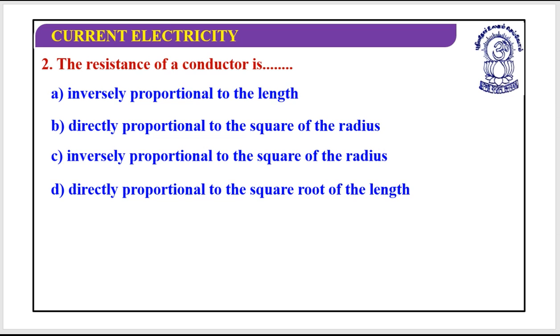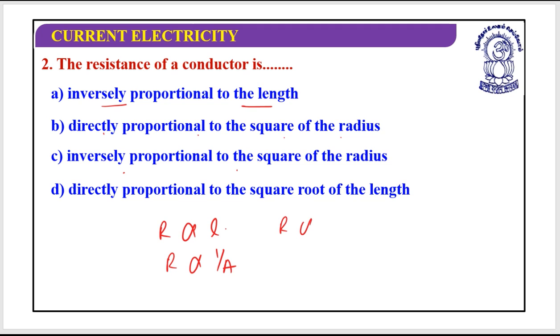Next, the resistance of a conductor is, okay, so dependency: it is directly proportional to L, and directly proportional to 1 by A. So now what are the options saying? It is inversely proportional to the length. No, it is directly proportional to the length. Directly proportional to the square of the radius. No. Inversely proportional to the square of the radius. Yes, it can be considered.